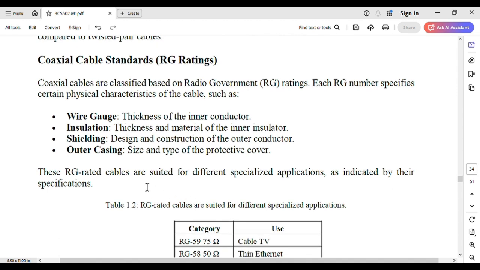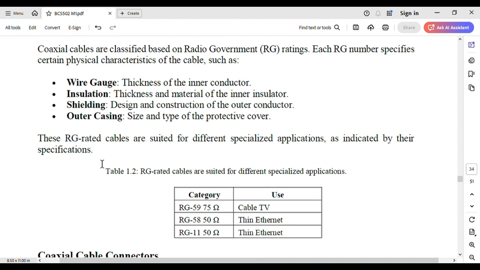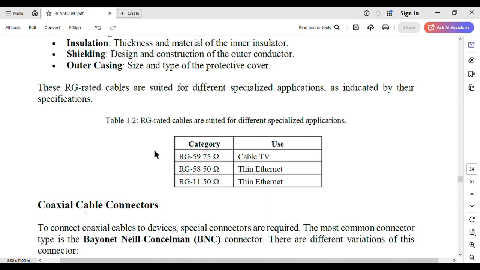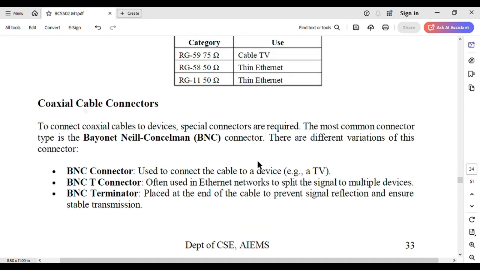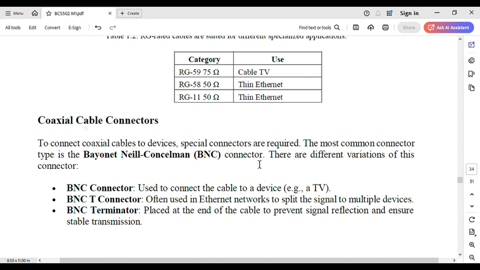Coaxial cables are classified based on radio government ratings. Each RG number specifies the central physical characteristics of a cable, such as wire gauge, insulation, shielding, and outer casing. So these are different categories, and we need to use the rating suited to the application. RG 59, 75 ohm, can be used for cable TV, RG 58, 50 ohm, will be used for thin Ethernet, and RG 11, 50 ohm, will be used for thick Ethernet.